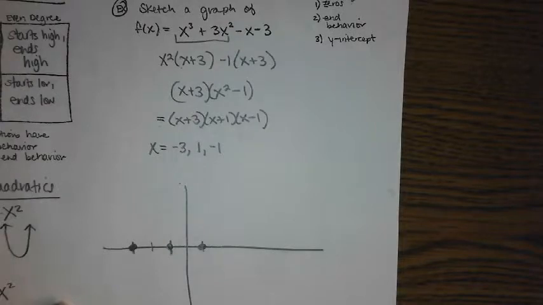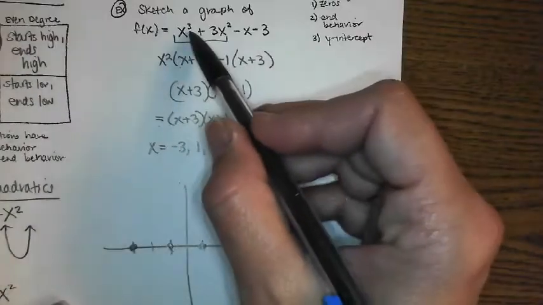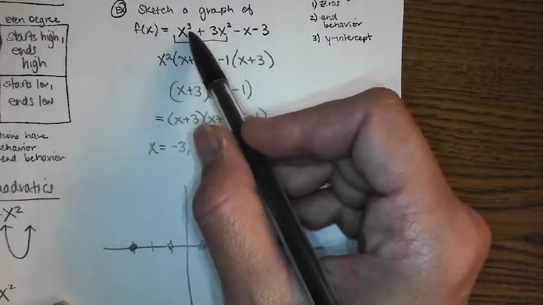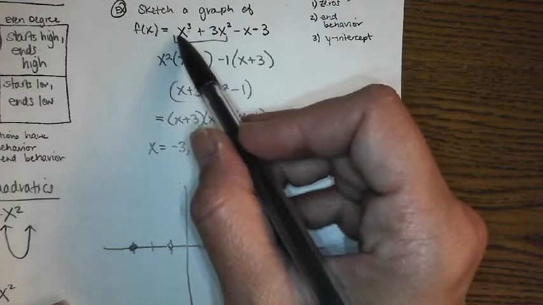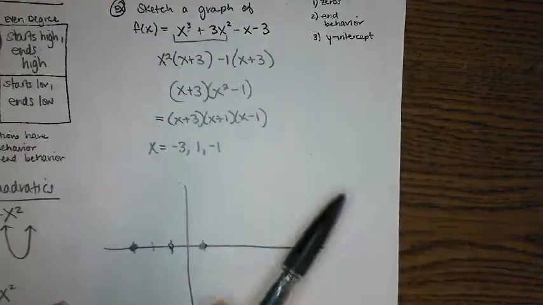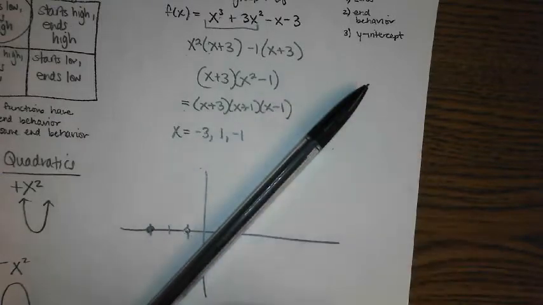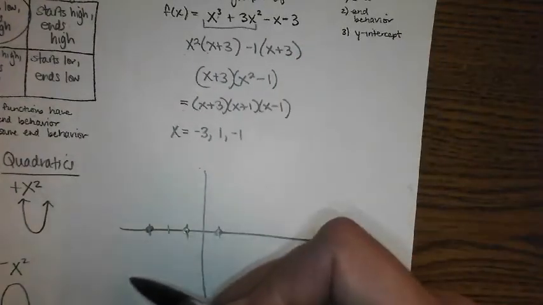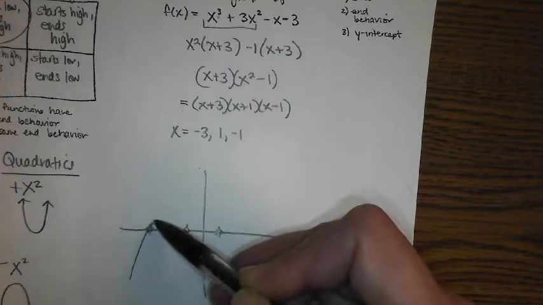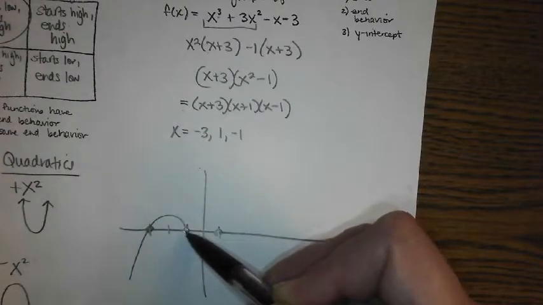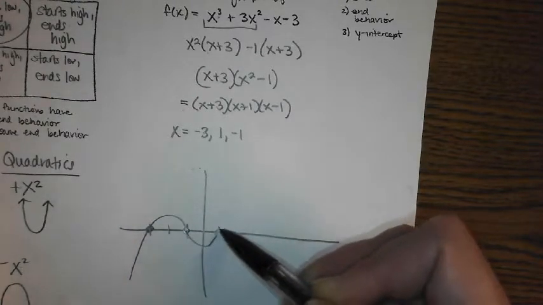Is this an even degree or odd degree polynomial? Odd. Okay, so our end behavior has to be opposite each other. And because it's positive odd, it's got to have an overall positive slope. So it's going to start low and end high. So we're going to start down here, and then we have to hit every root.